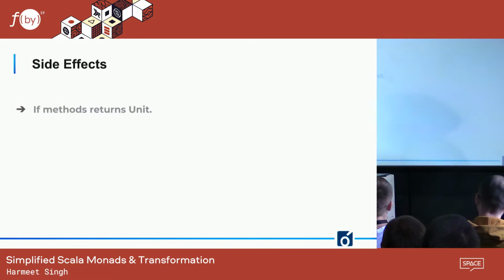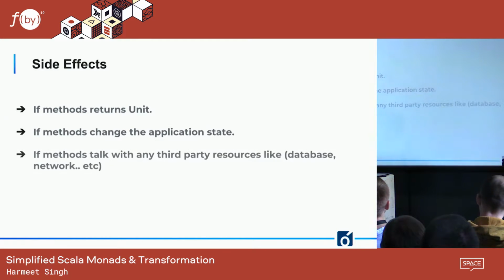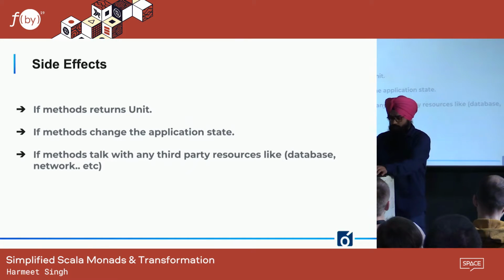Now, what are side effects? If a method returns a unit, if a method changes the application state, if a method talks with any third-party resource like a database or network. As I told you, monads are used when we require side effects. So what do monads actually do with side effects? While searching on the internet, lots of developers said monads make your side-effected method referentially transparent. How is it possible? Let's move on with an example.